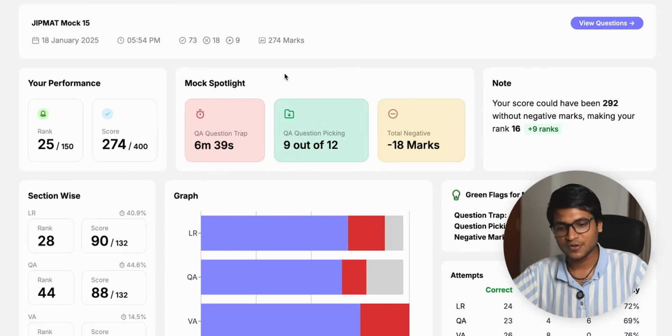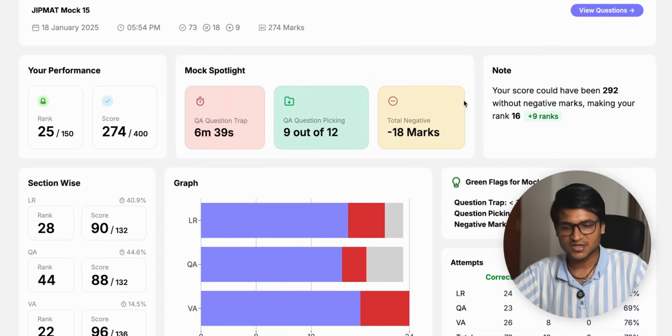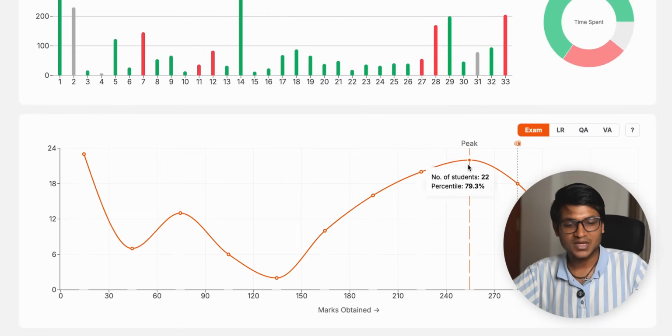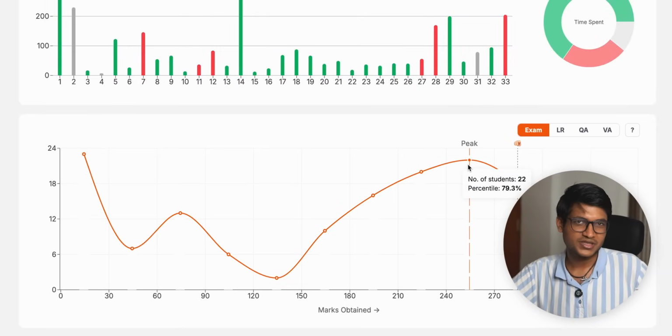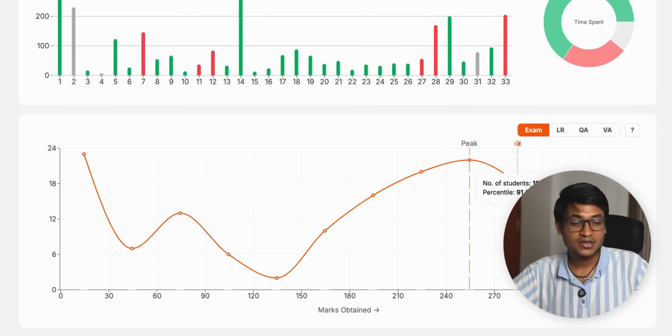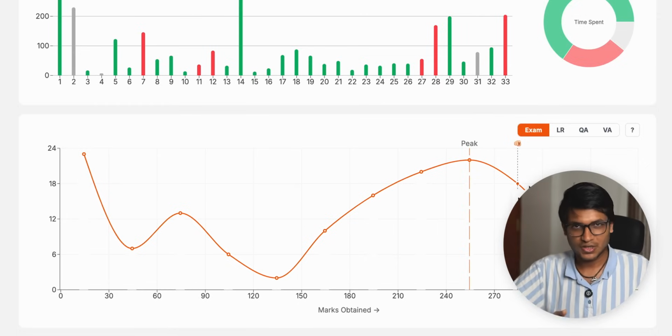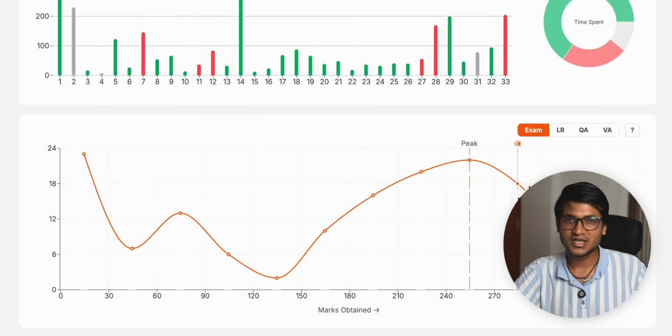If I open JIPMAT mock 15, I get to see my green and red flags. And I get to see that the peak lies between 240 to 270 marks. So perhaps, in this mock, the cutoff would lie between 270 to 300. Last year, Bodhgaya cutoff was 292. So I hope you're able to understand how this logic works.